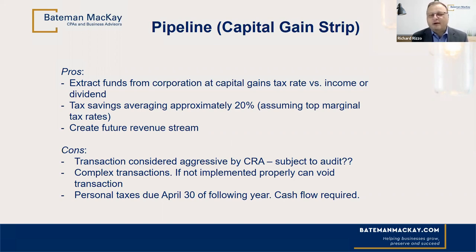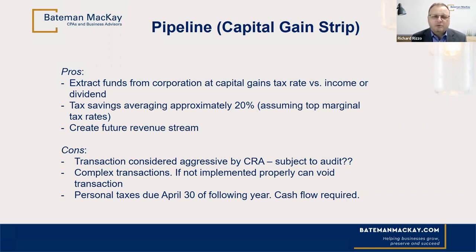And when things become popular and CRA doesn't like them, they eventually shut them down. But in the meantime, while it's still available, we continue to implement the transaction. They can simply shut this transaction down just by increasing the capital gains inclusion rate. Right now, this transaction works nicely because when you sell something, 50% of the gain is tax free, and 50% of the gain is taxable.